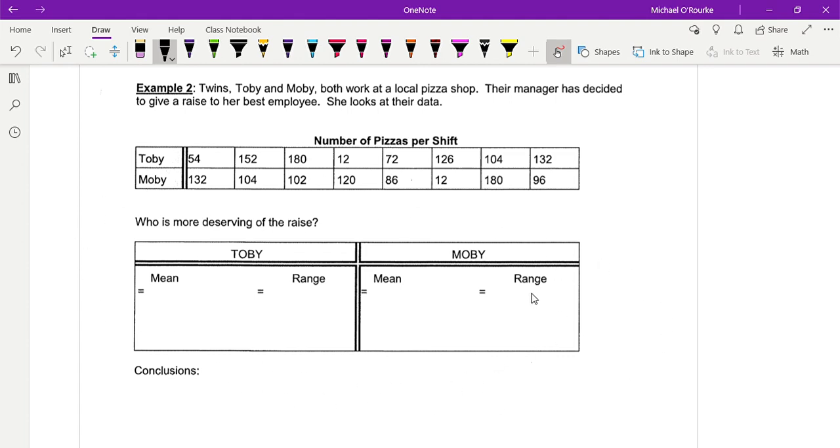So we have to figure out who's most deserving of a raise here. Okay? I will give you the mean. You guys figure out the range. Okay? I'll give.